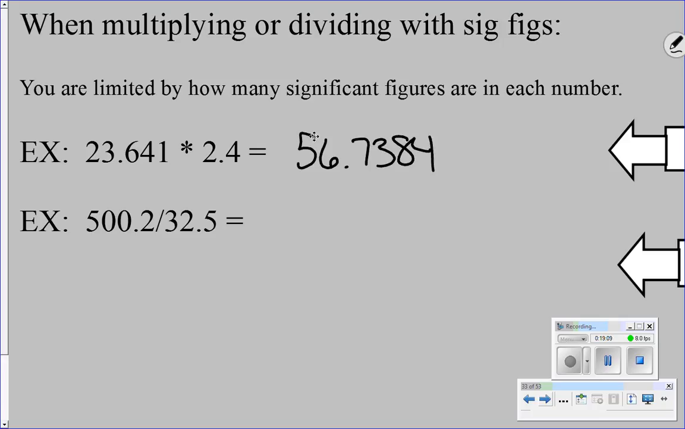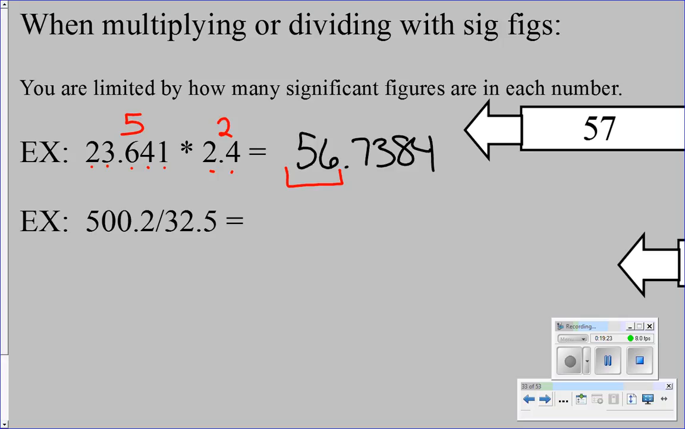We're going to look back at our 2 numbers that we have going into this. We have 1, 2, 3, 4, 5 sig figs and 2 sig figs. We are limited to the one with the least amount of significant figures. So I actually have to round this to 57. I can't keep any of those decimal places. This is a little bit different because we have decimal places in both of the numbers we were multiplying, but it's based more on significant figures since decimal places are able to move in this type of operation.